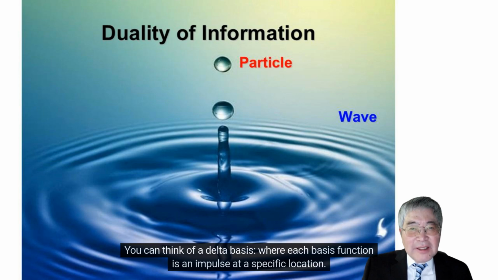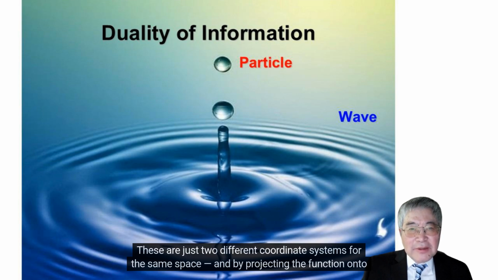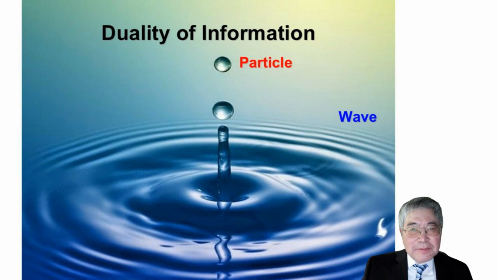You can think of a delta basis, where each basis function is an impulse at a specific location. Or a sinusoidal basis, where each basis function is a sine or cosine wave with a different frequency. These are just 2 different coordinate systems for the same space, and by projecting the function onto the basis elements, we retrieve coefficients that let us reconstruct the original signal as a linear combination.